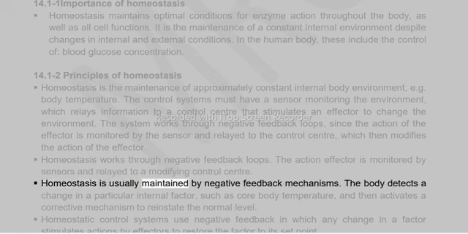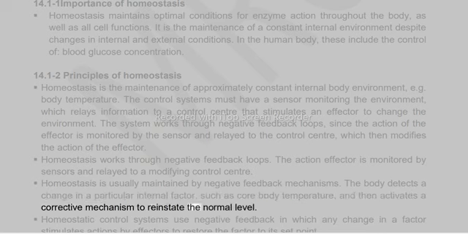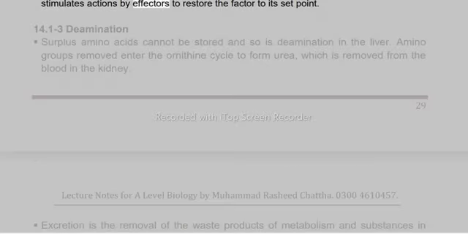Homeostasis is usually maintained by negative feedback mechanisms. The body detects a change in a particular internal factor, such as core body temperature, and then activates a corrective mechanism to reinstate the normal level. Homeostatic control systems use negative feedback in which any change in a factor stimulates actions by effectors to restore the factor to its set point.